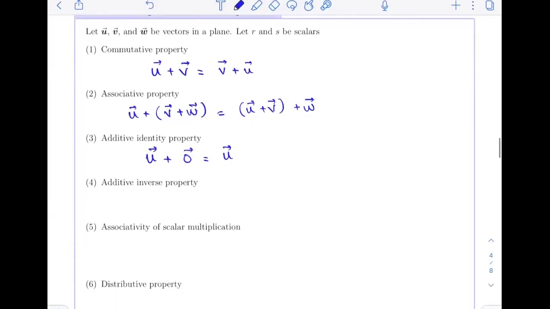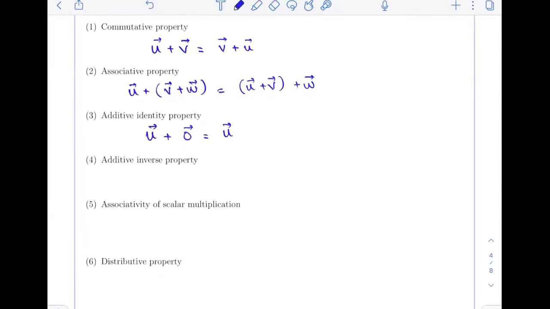The fourth property is the additive inverse property. That means when you combine u with negative of u, you get the 0 vector back.